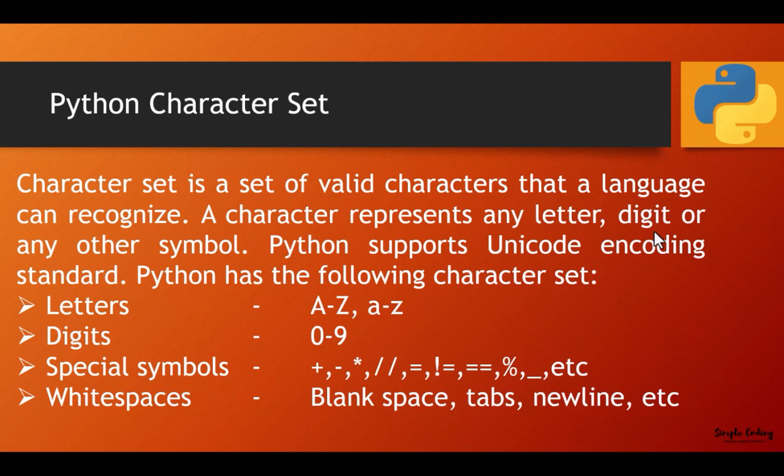Number 1 is letters. Under letters, we have capital letters A to Z and small letters a to z. Under digits, we have 0 to 9. Under special symbols, we have plus, minus, multiply, divide, equals to, not equals to, etc. And under white spaces, we have blank spaces, tabs, new line, etc.